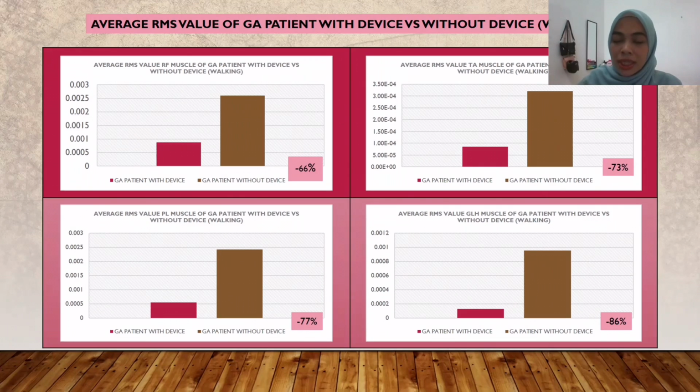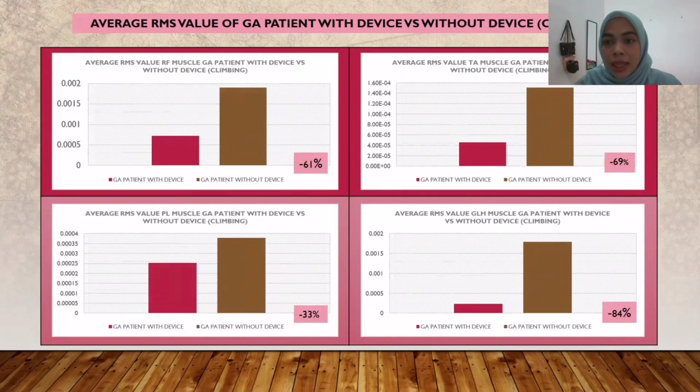So this graph represents the activities of the patient during walking, and the second graph represents the patient during climbing stairs. As you can see here, the graph still shows the same pattern, which is that the muscle contraction with the device is lower than without the device. For the first muscle, the contraction has been reduced by 61%, and for the second muscle, which is the tibialis anterior, the muscle contraction is reduced by 69%, the third by 33%, and the last muscle, which is RMS, reduced by 84%.